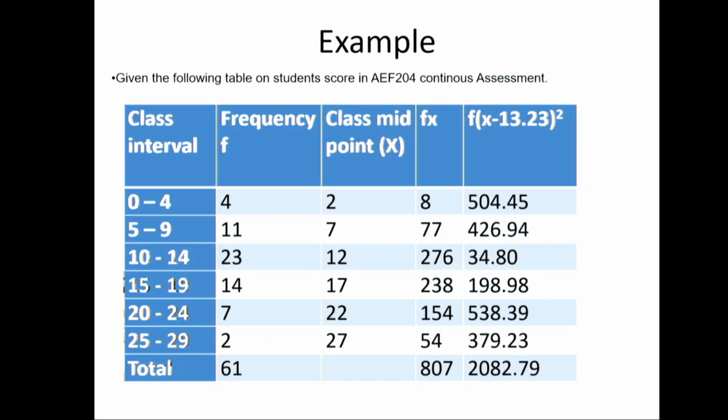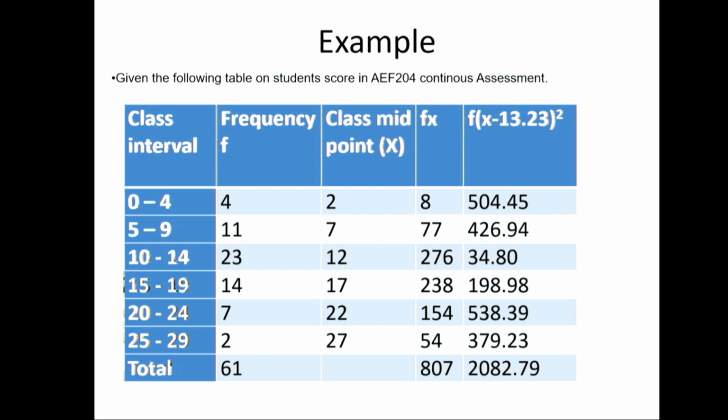Now, given the following table on student scores in AEF 204 continuous assessment, as I've said, continuous assessment in this university is 30. The score must be over 30. Taking the distribution of these students, you can see that 4 of them score between 0 and 4, 11 of them score between 5 and 9, and so on. Only 2 score between 25 and 29.